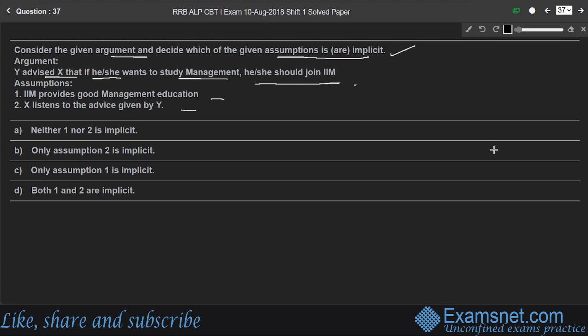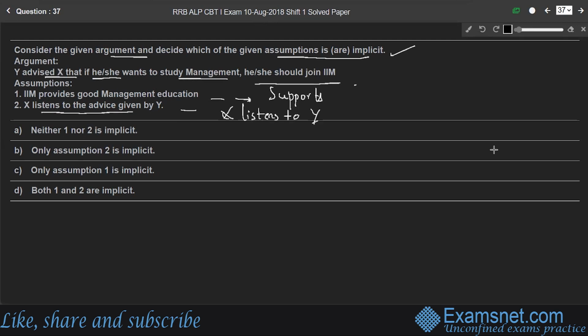So students, when you take assumption 1, it can be assumed that IIM does provide good management studies. That is why Y advised X. Therefore, the first assumption supports the argument, so it is implicit. Whereas the second one, X listens to the advice given by Y: if Y is advising X, it can be assumed that X listens to Y.